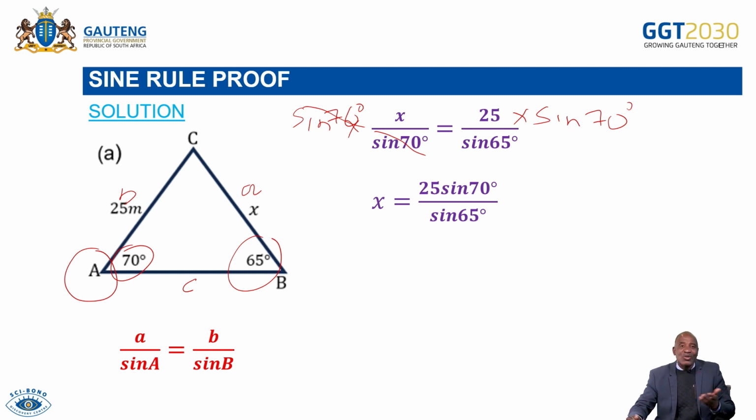Again, if you punch on your calculator sine 70 degrees divided by 25.92, you'll get the same answer as taking sine of 65 degrees divided by 25. The end result will be the same. This is basically how you can use the sine rule to find a missing side in a non-right angle triangle. Not all triangles can be solved by using Pythagoras' theorem.